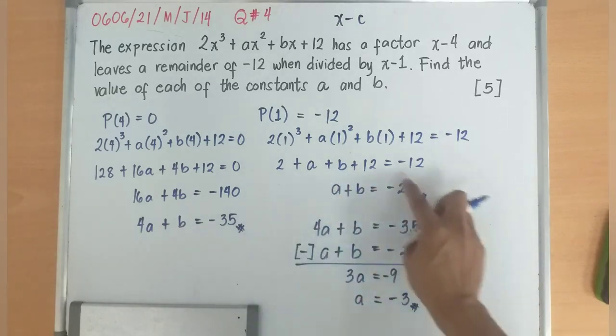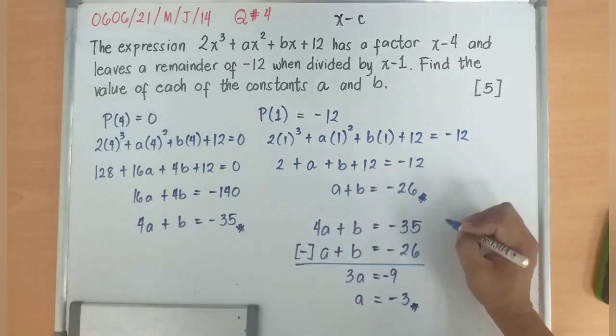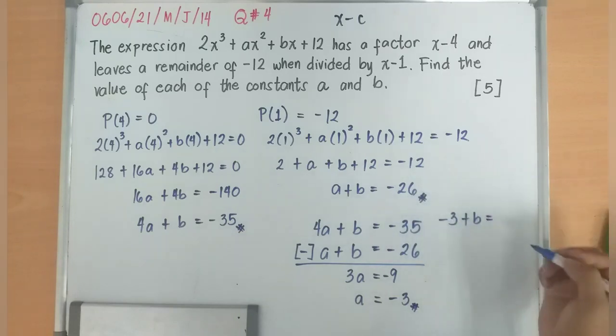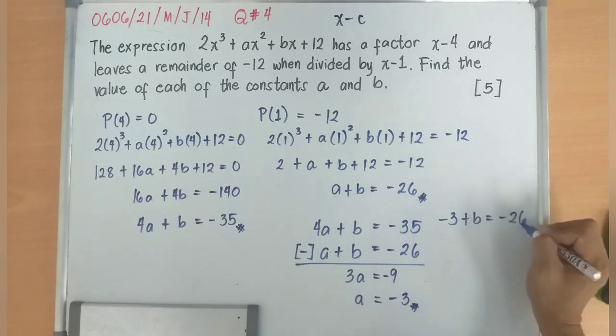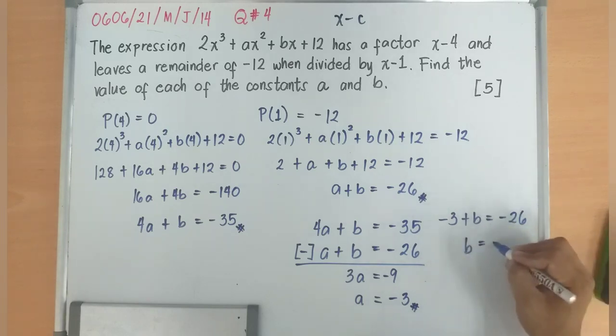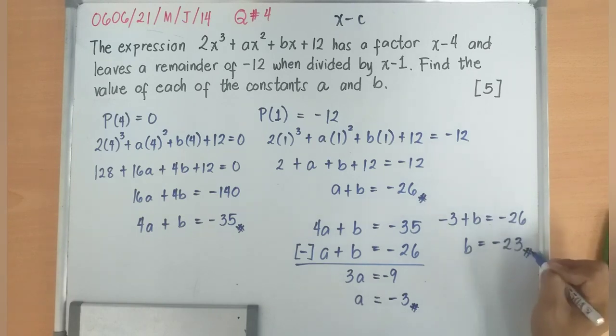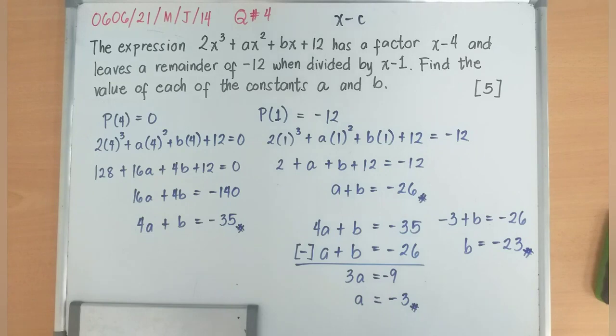So this is the simplest equation. So I'll be putting in negative 3 plus b is equal to negative 26. So b is equal now to negative 23. Why negative 23? I'll add both sides by 3. So that I can remove negative 3 over there. So I have a is negative 3, b is negative 23.